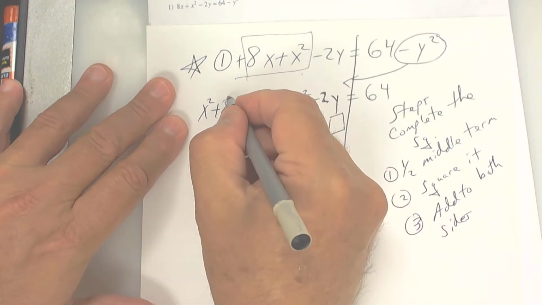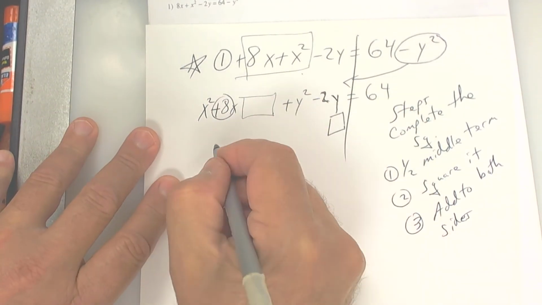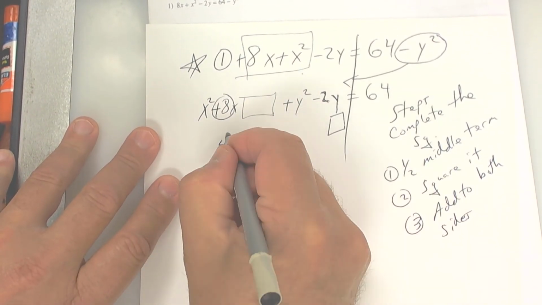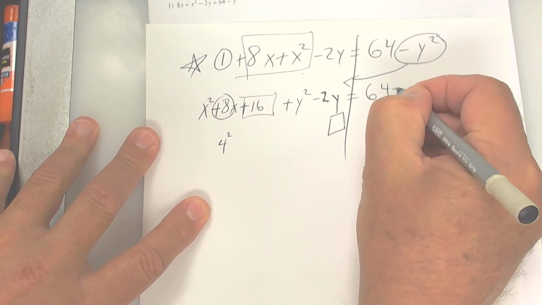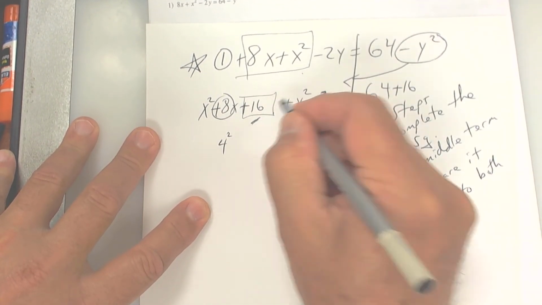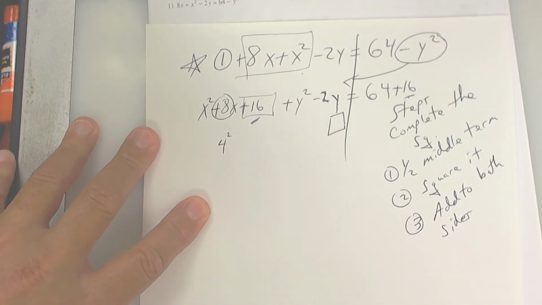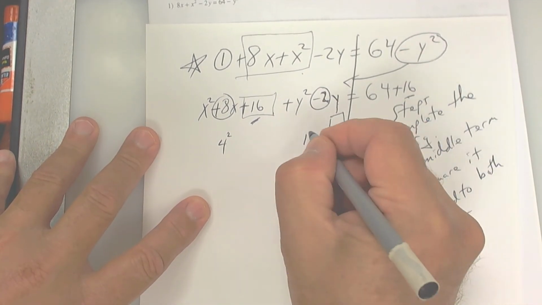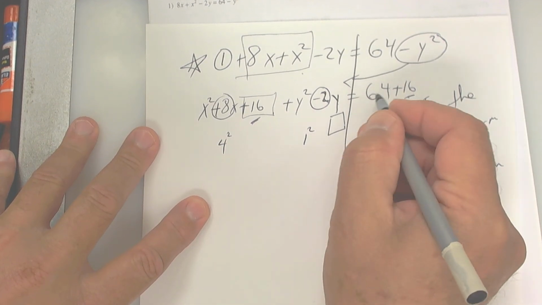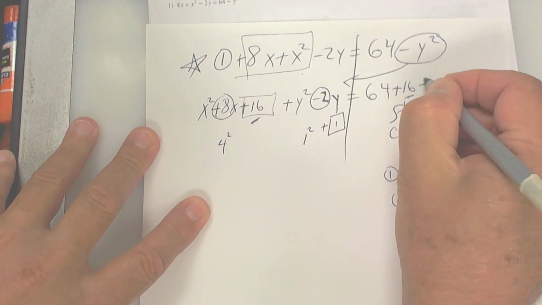So, what is half of 8? Half of 8 is 4, and when you square it, you get 16. So you want to add 16 to both sides. Okay, let's try it again. What's half of 2? 1. What's 1 squared? 1. So you want to add 1 to both sides.